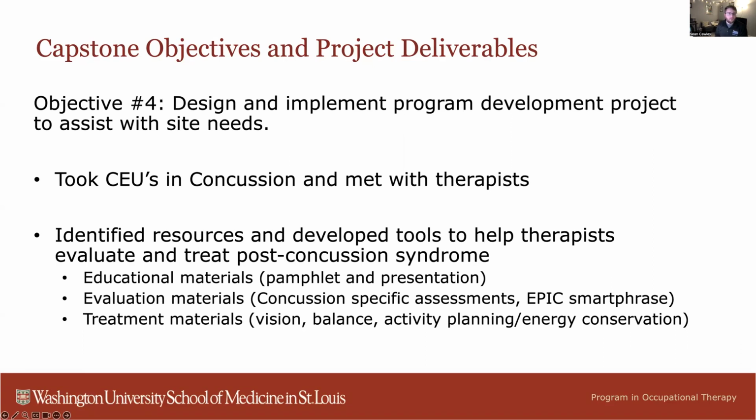So I was able to provide the clinic with educational materials. I updated some pamphlets and provided an educational presentation on OT's role in concussion care. I also provided them with better evaluation materials. So I went through the materials that I had learned about and found some concussion-specific assessments that are commonly used with concussion care. And I also incorporated these into an EPIC SmartPhrase that the evaluating therapists at the site could follow along step by step to make sure that they were hitting all the necessary elements in a concussion evaluation.